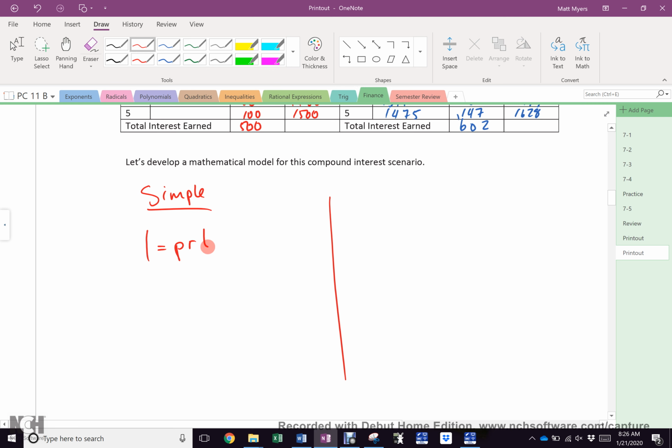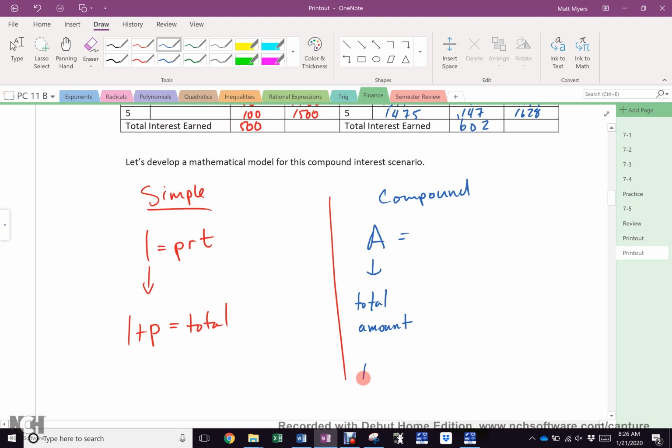I equals PRT. Easy peasy lemon squeezy, yeah? Compound, slightly different. A stands for total amount. The simple interest gives you an interest value, and then to find your total amount, you have to do I plus P equals our total, right? Over here, you get the total amount. So if you want your interest, it's A minus P equals interest.